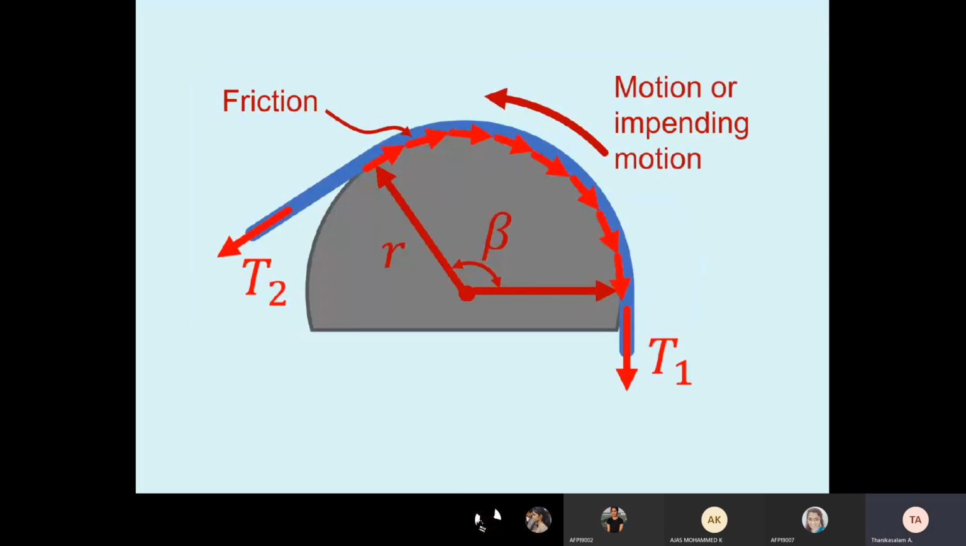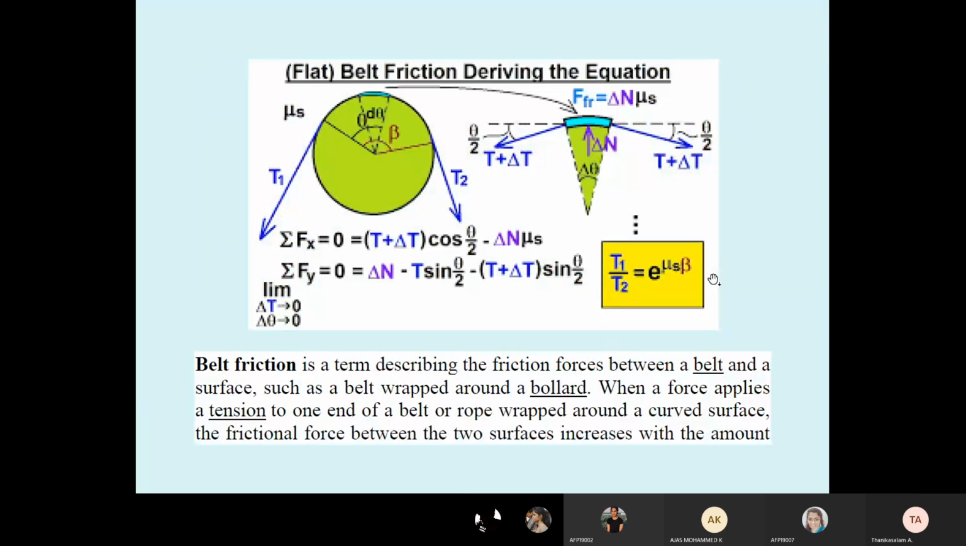Suppose the belt is rotating, with motion impending on the left side. So the friction develops in the opposite direction. See, beta means the angle of contact of the belt. Students, beta means the angle of contact of the belt on the drum.